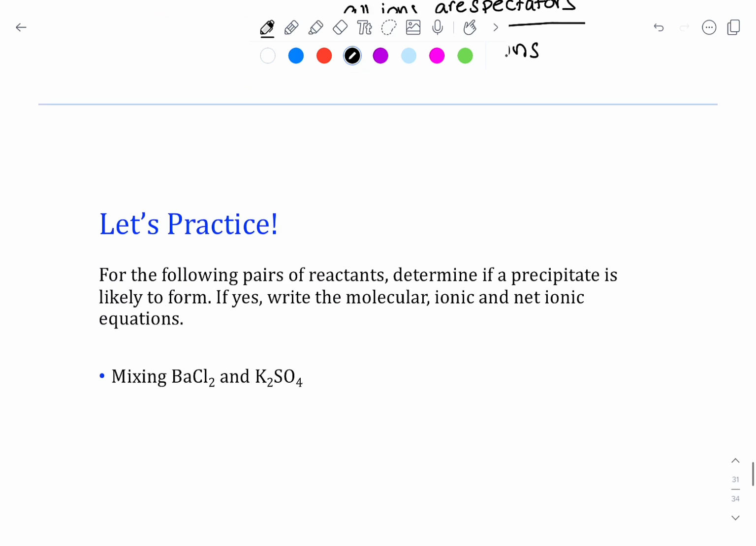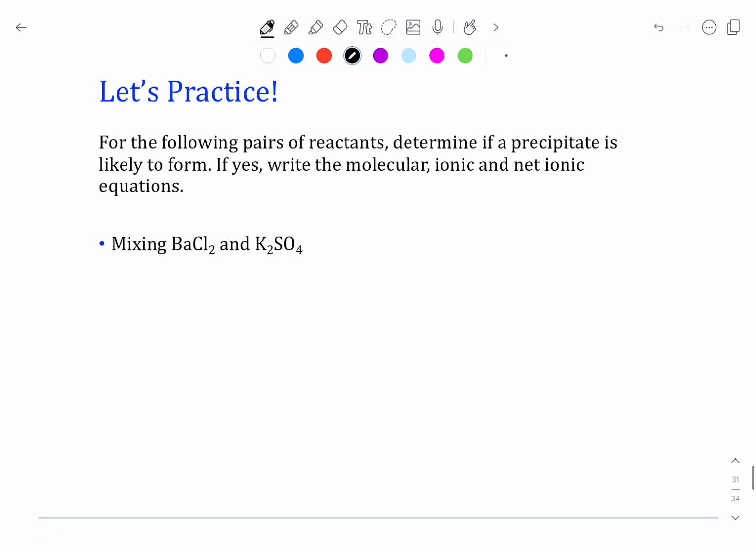So nothing happened. Our next example is barium chloride mixing with potassium sulfate. So pause your video and try this one on your own. Start to become independent of working through these problems, predicting your products, determining what's going to be a precipitate, and writing out those individual equations.